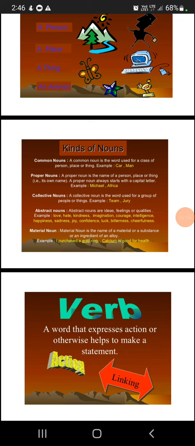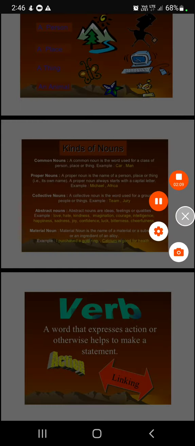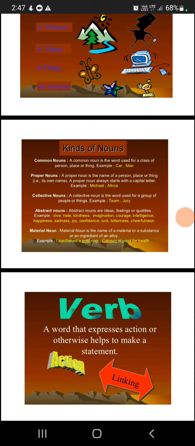And then material nouns. A material noun is the name of a material or a substance or an ingredient of an alloy, when we refer to gold, silver, or any other material-oriented things. Calcium is always called a material noun. So we have common noun, proper noun, collective noun, abstract and material noun.